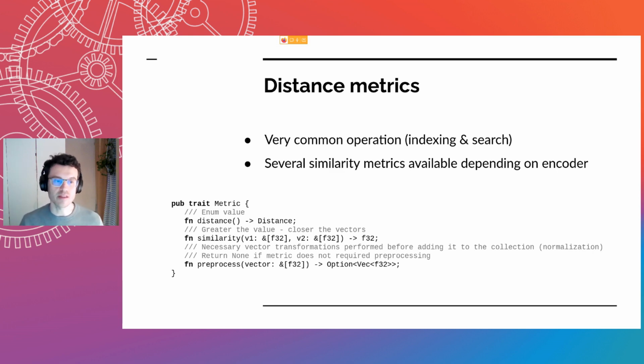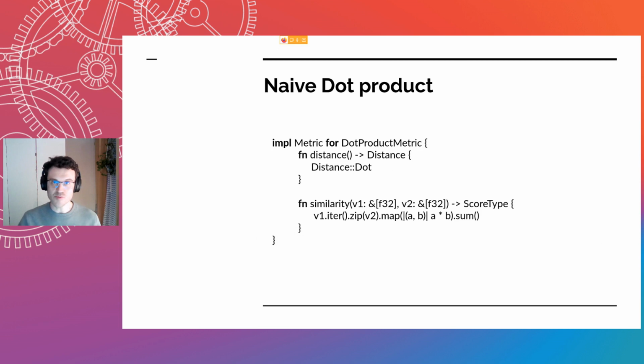Here, I've simplified the metric trait a bit. The most important function here is the similarity one, which takes as input two slices of f32s and gives you, as a result, a single f32. And here the comment is really clear: the greater the value, the closer the vectors. Let's pretend we're implementing our vector search engine and we want to implement the dot product that we were using in the previous example.